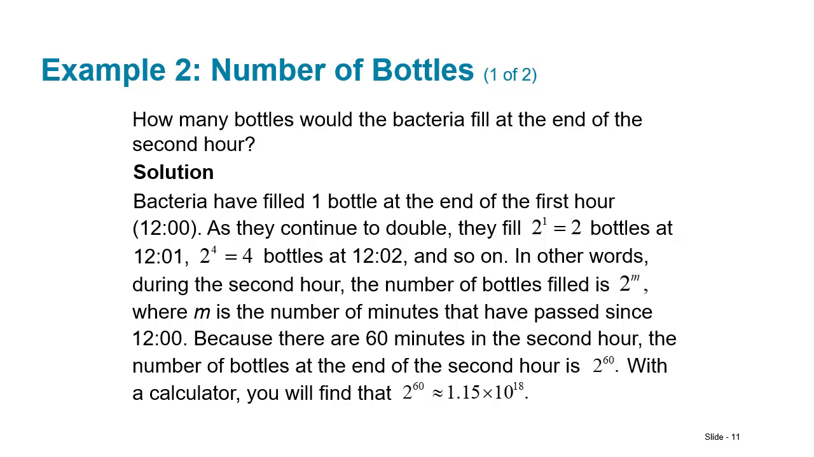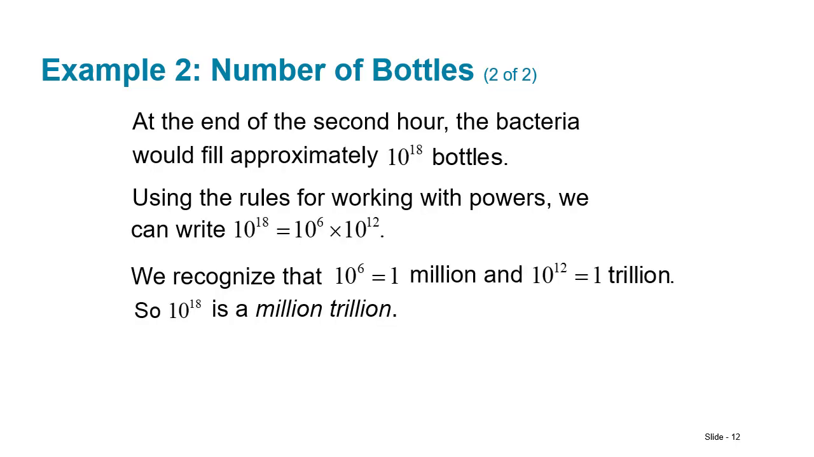So in another 60 minutes, you have another 2 to the 60th, which is 1.15 times 10 to the 18. That's got 18 zeros after that first one. So basically 16 zeros after the 5. That's a huge number of bottles, right? So at the end of the second hour, the bacteria will fill approximately 10 to the 18th bottles.